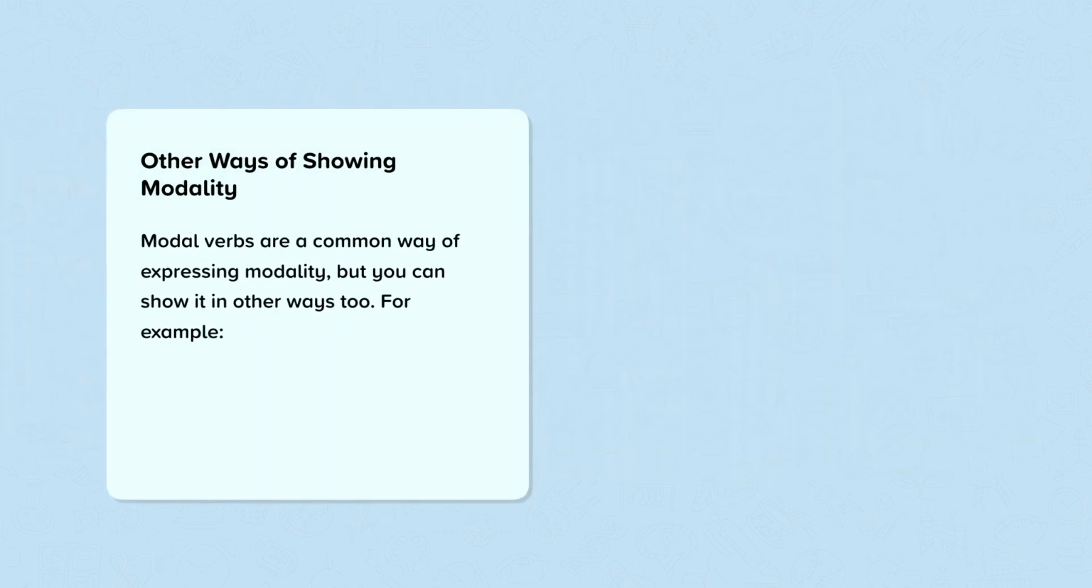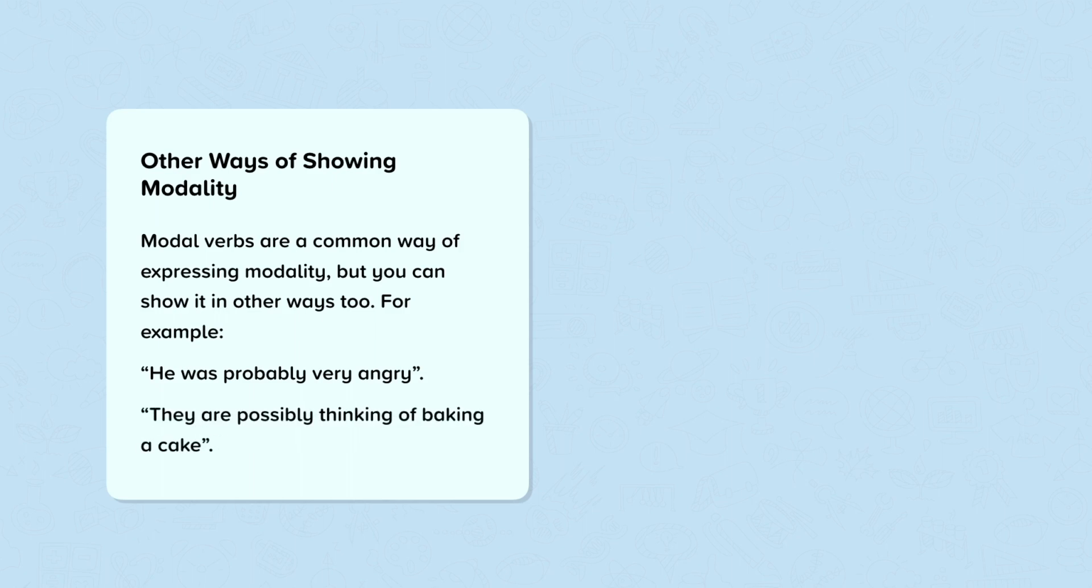There are other ways of showing modality. For example, you could use probably. He was probably very angry. Or possibly. They are possibly thinking of baking a cake. Or the word unlikely. He is unlikely to make it.